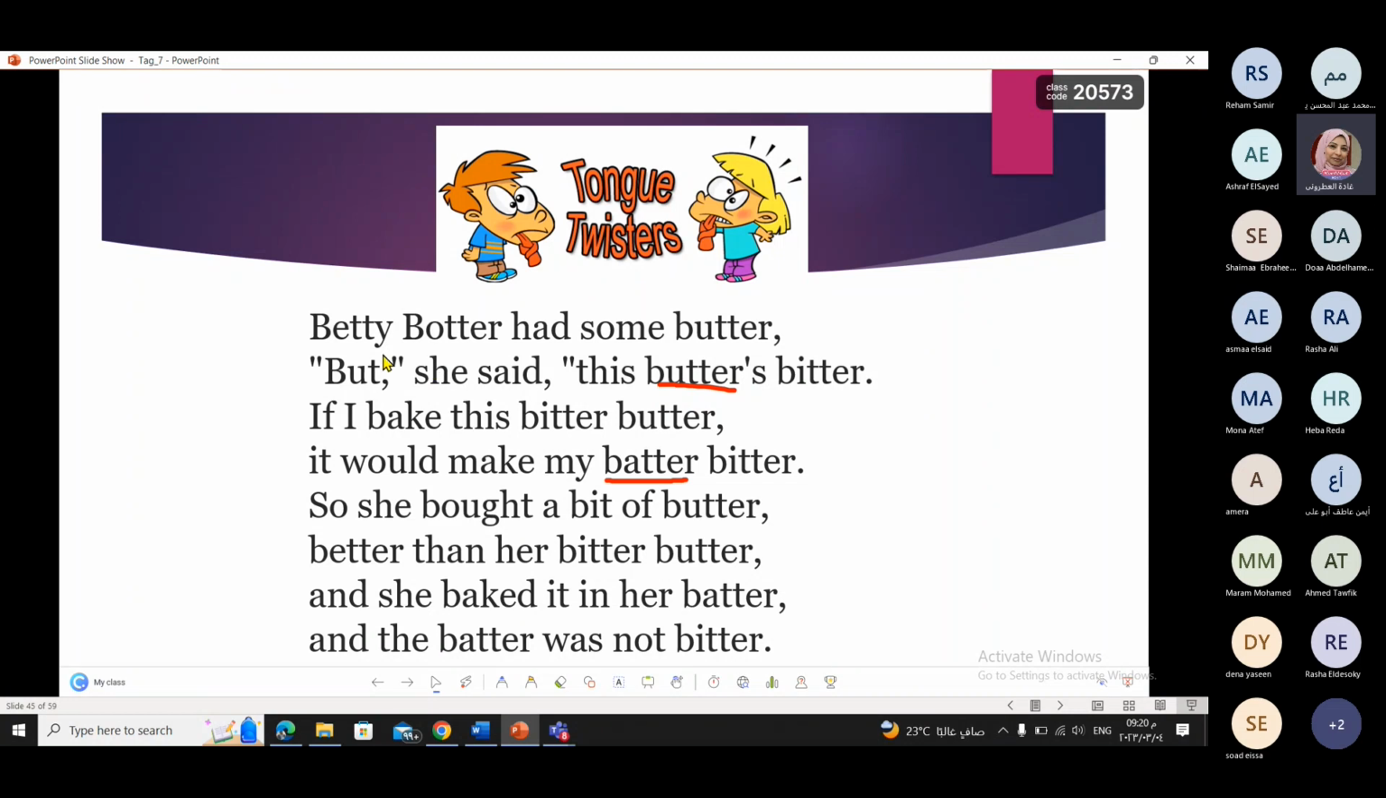What does a tongue twister teach them? Why do we give them tongue twisters? Is it only to have fun? To learn pronunciation. Okay.